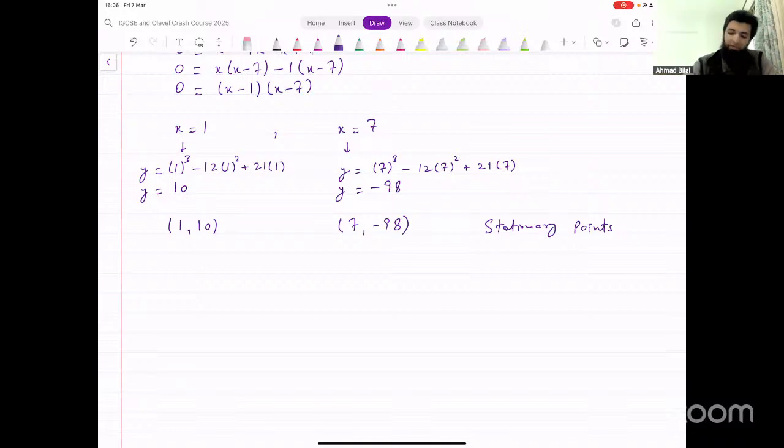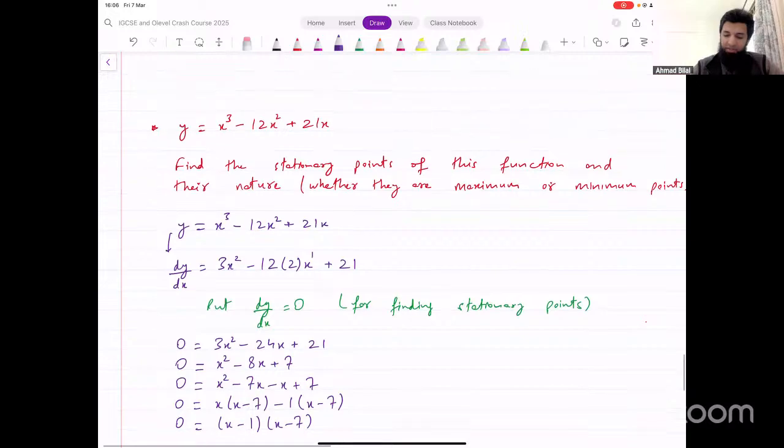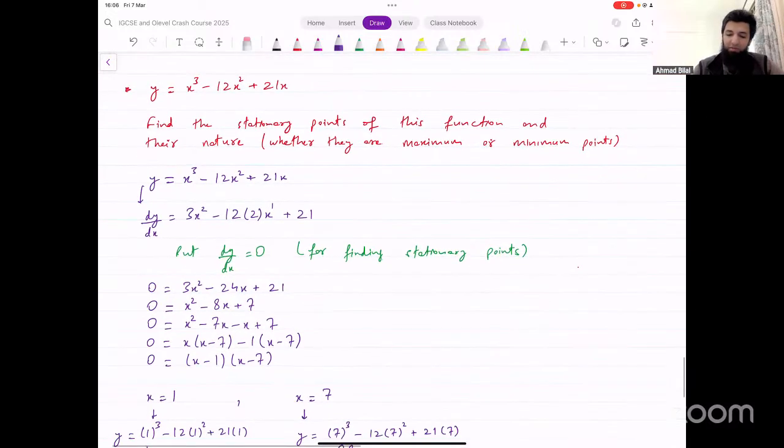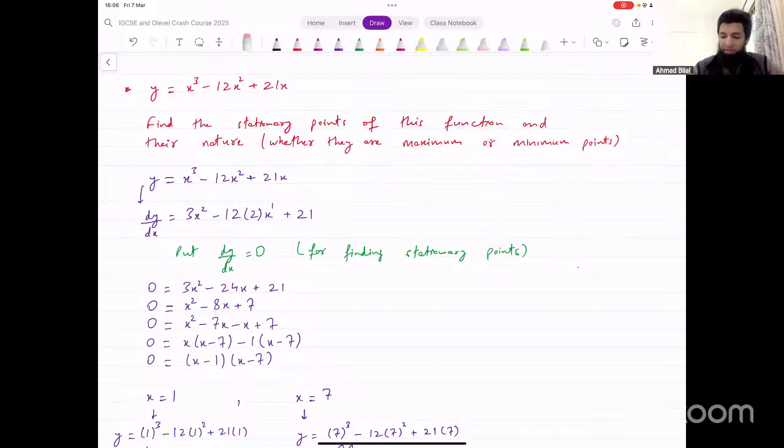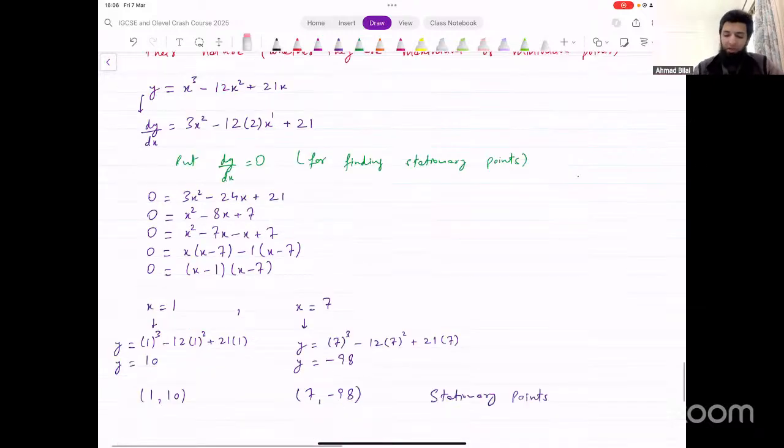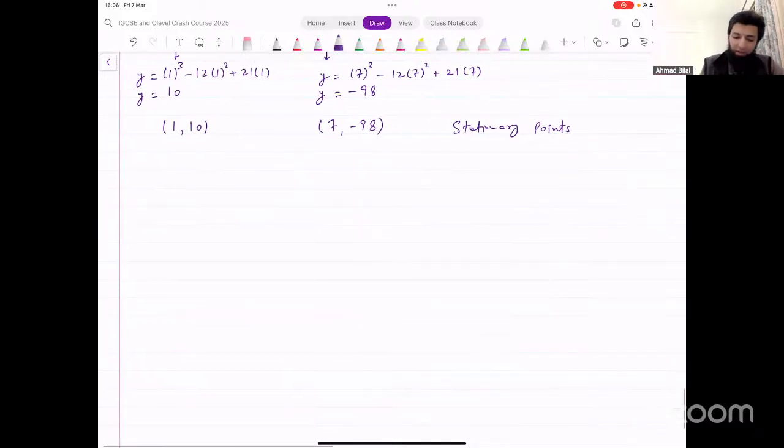Okay. Now, once we have these stationary points, the second thing that they wanted us to find was to figure out whether these points are maximum or minimum points. That's the second thing that we have to do now. We have to figure out if these points are maximum or minimum. So is this point a maximum or minimum? Is this point a maximum or minimum?